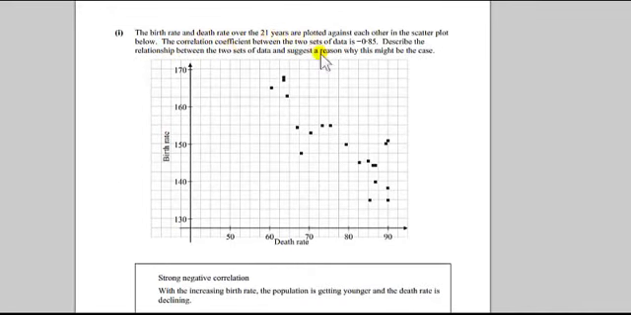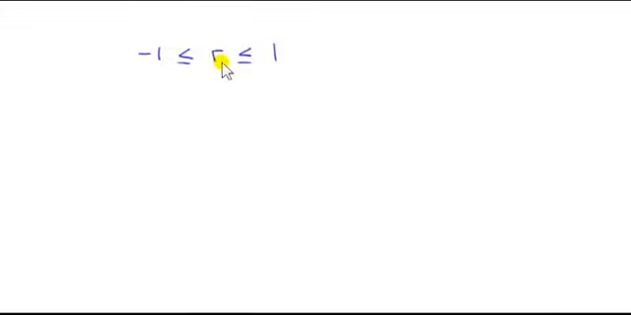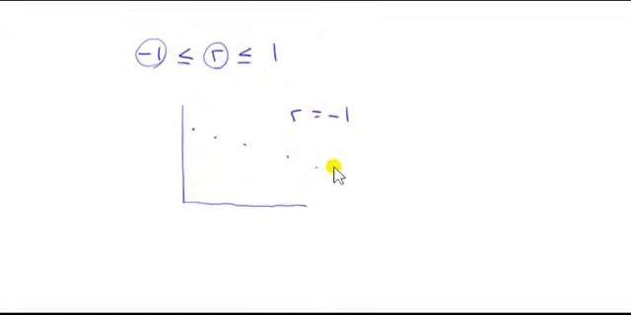The birth and death rate over the 21 years are plotted against each other in the scatter plot below. The correlation coefficient between the two sets of data is minus 0.85. Now, as a reminder, the correlation coefficient R is a number that lies between -1 and +1. Perfect negative correlation means that all the data lie on a straight line that has negative slope. The actual value of the slope doesn't matter. What matters is that the points lie on a line with negative slope. Perfect straight line, that would be a situation where R is equal to -1.